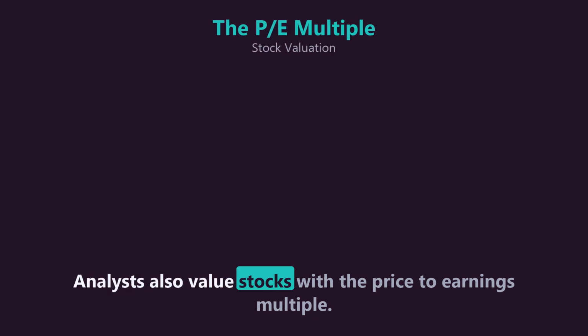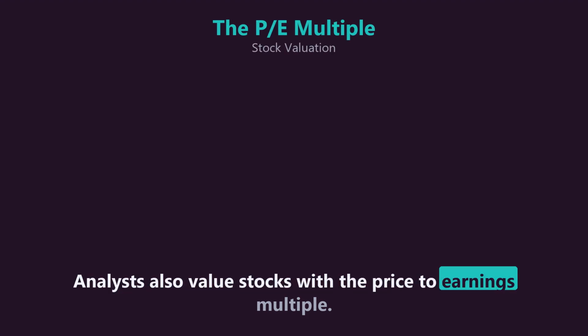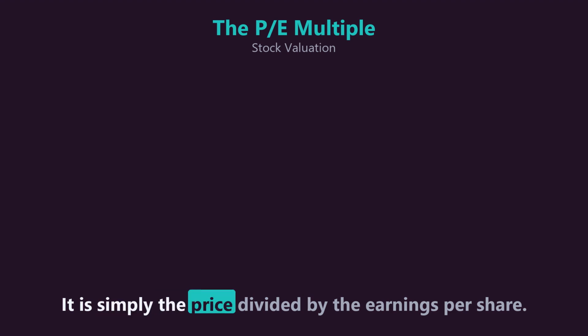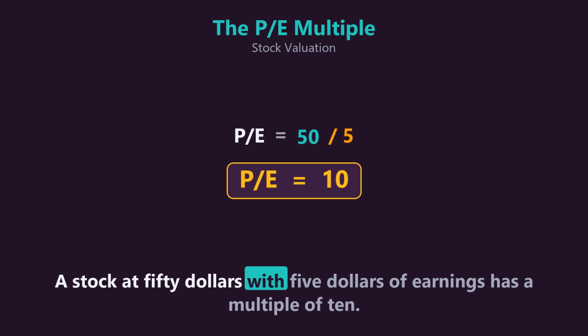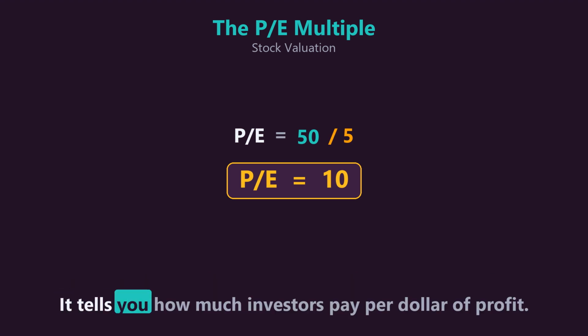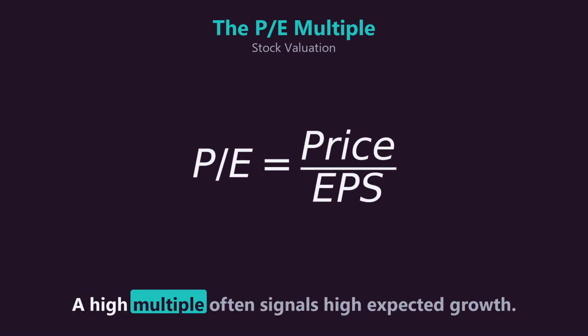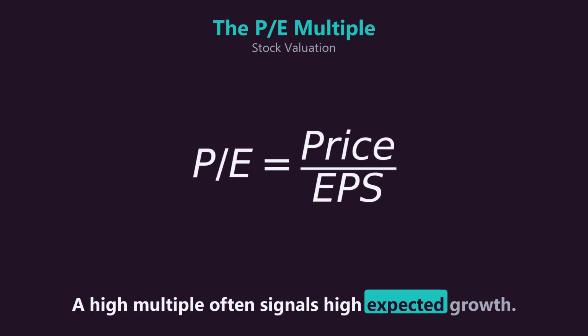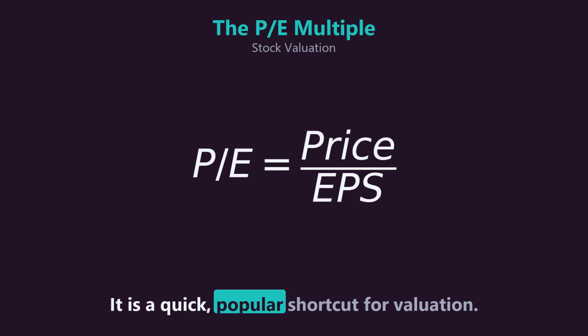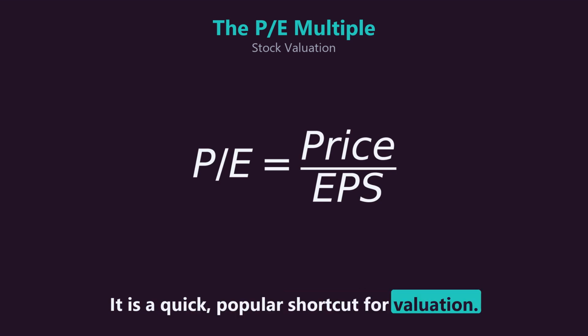Analysts also value stocks with the price-to-earnings multiple. It is simply the price divided by the earnings per share. A stock at $50 with $5 of earnings has a multiple of 10. It tells you how much investors pay per dollar of profit. A high multiple often signals high expected growth. It is a quick, popular shortcut for valuation.